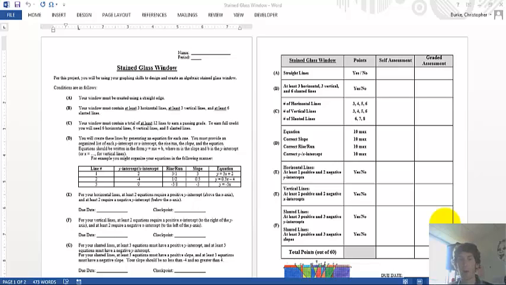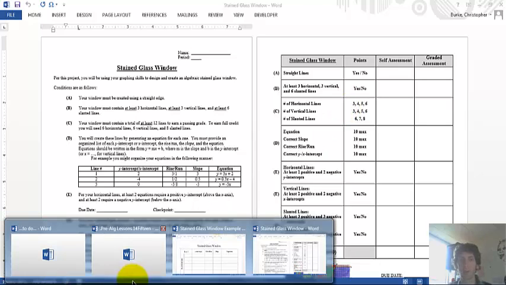Hello there, some generic information for your stained glass window project, just to try to simplify and clarify things for you. You already received this information. These are the instructions as well as the rubric that goes along with your project, but this is kind of overwhelming for some folks. It's a lot of words, so let's try to simplify the instructions as best we can.